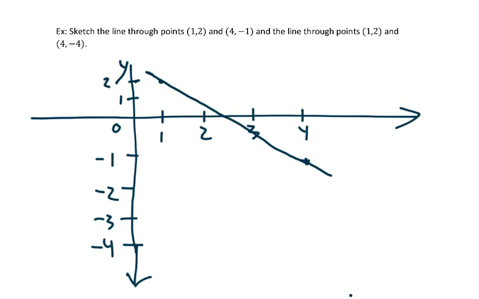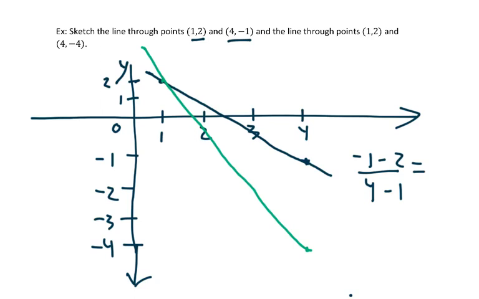And again, let me switch colors now to graph the other line. We have 1, 2, but now we have 4, -4. So let's see now if I can graph that, like so. And let's calculate the slope of each. For the first line with these points, we have -1 minus 2 over 4 minus 1, which is -3 over 3, which is -1.